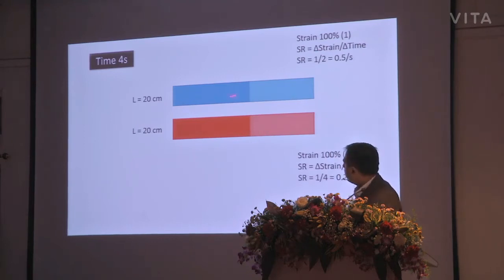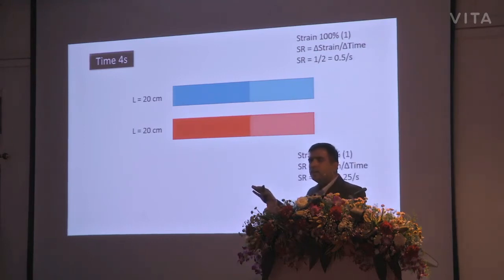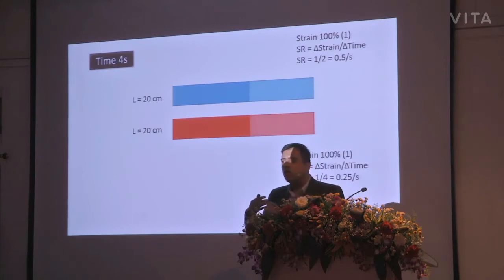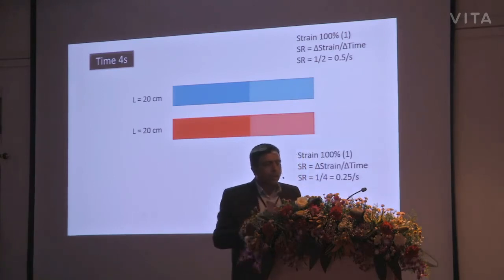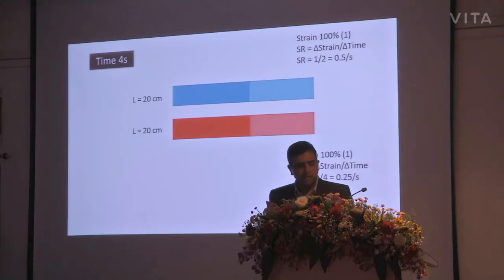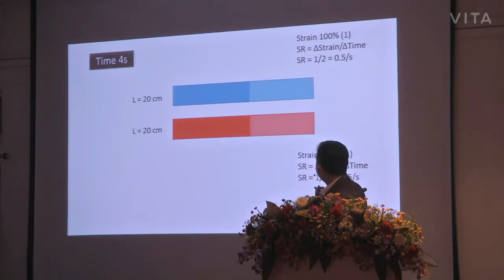So both these segments have exactly the same strain. They've elongated by exactly the same length. However, the top one took 2 seconds versus the bottom one took 4 seconds. So it is important for us to know how long it took for this deformation to occur, and that is called the strain rate. It is quite simple as that. It is per unit time, so it took 2 seconds for the blue, so the strain rate is 0.5 per second, and it took 4 seconds for the red, so it's 0.25.